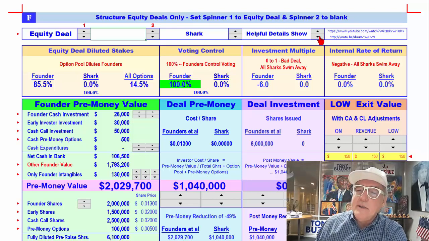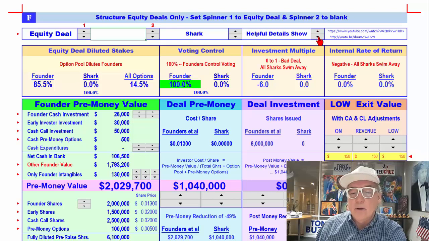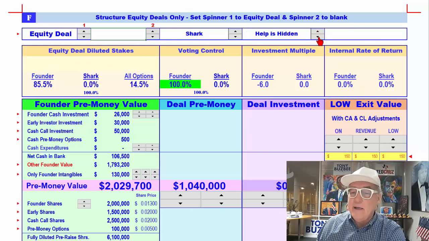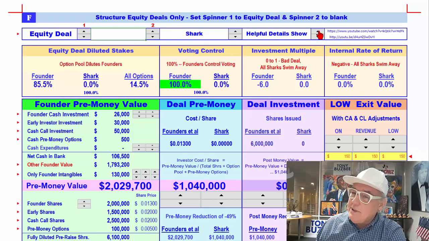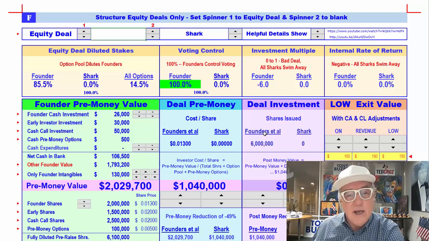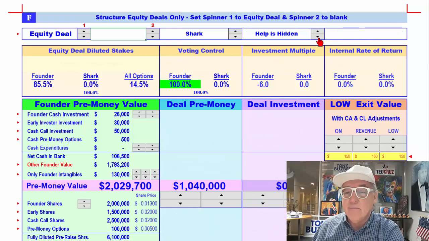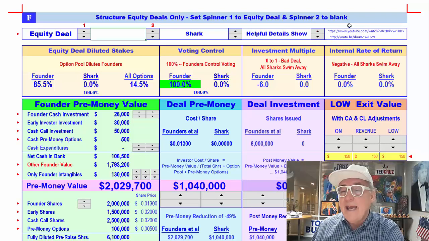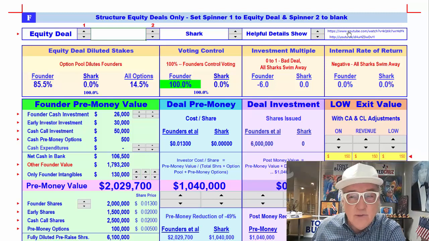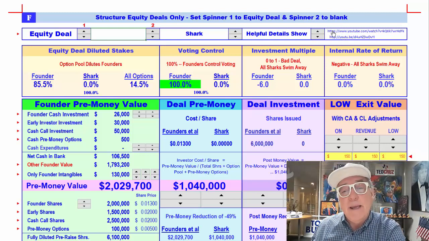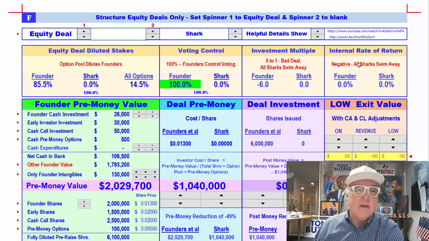Now, this little button over here is helpful. Details are showing, or you can simplify it. I like to keep it going here because there's a lot of stuff that you may not understand if you just blank it out. And the last one over here is some YouTube videos. We're going to update those because we're making videos right now, so these won't be quite the same ones, but you'll be able to click on them and it'll get you into the videos.